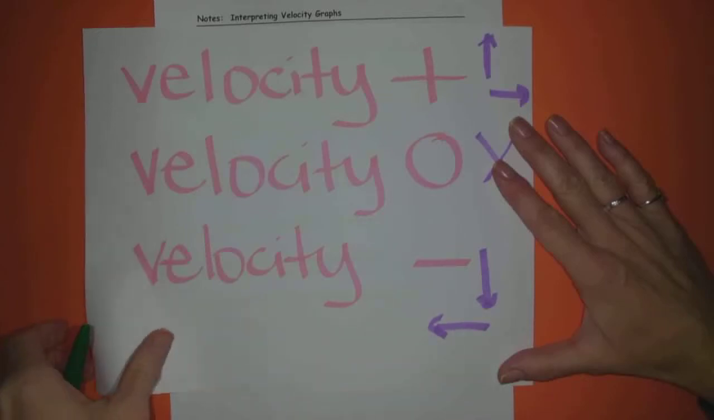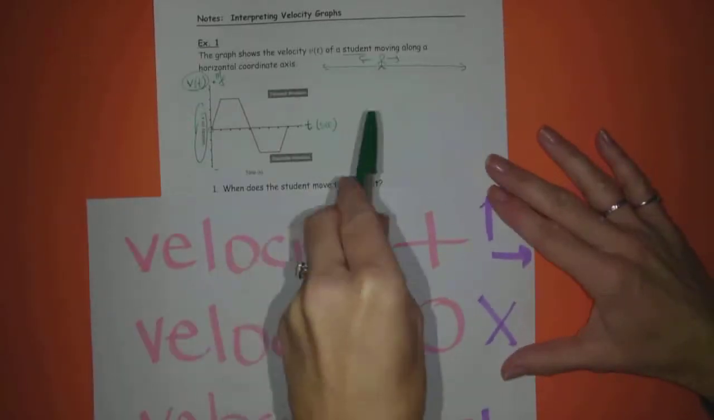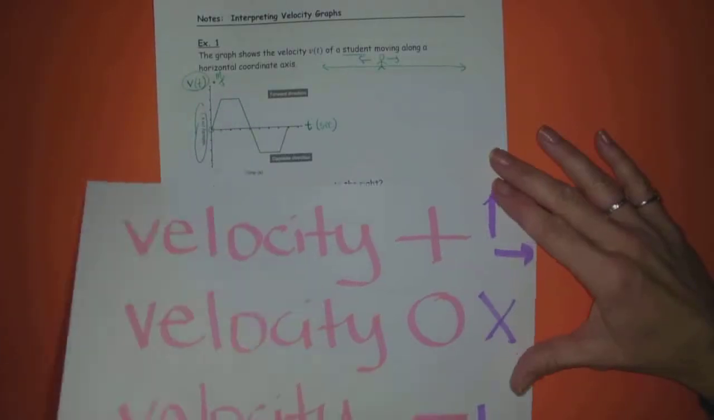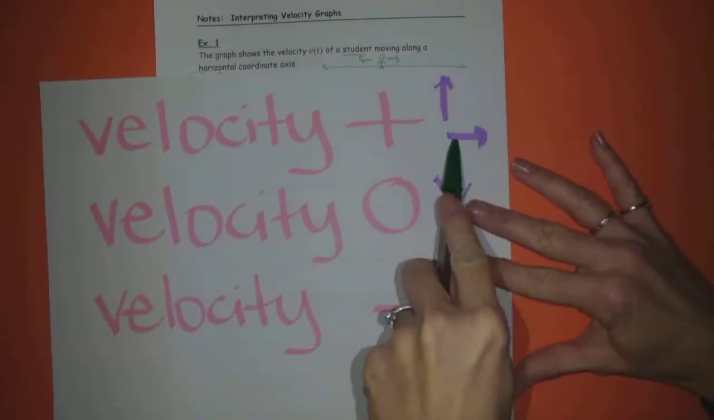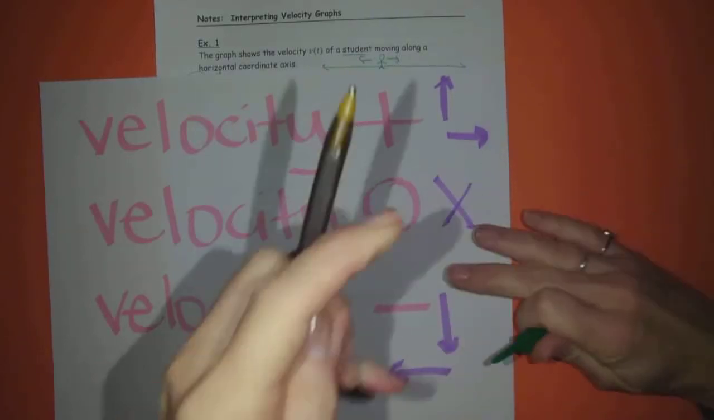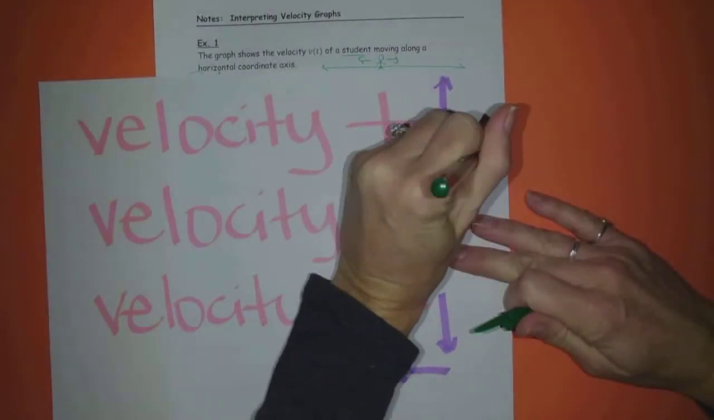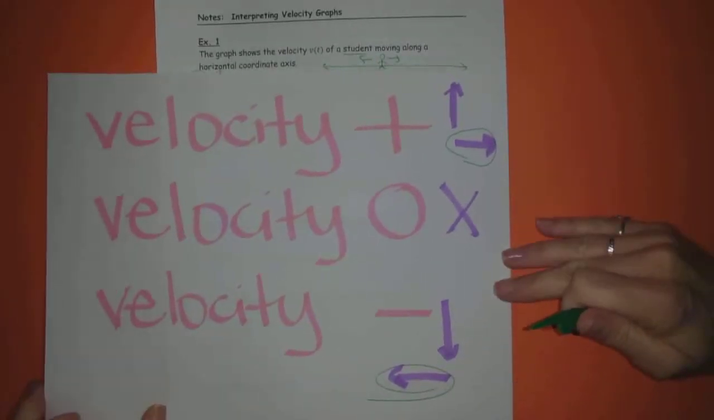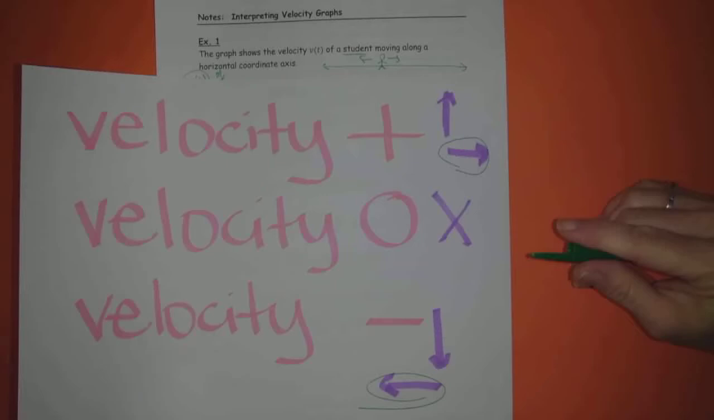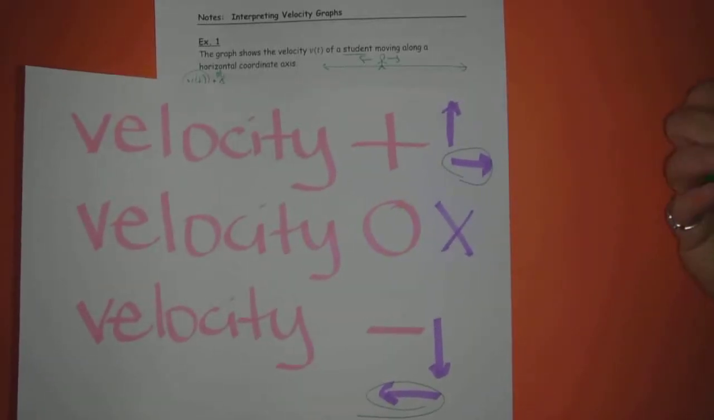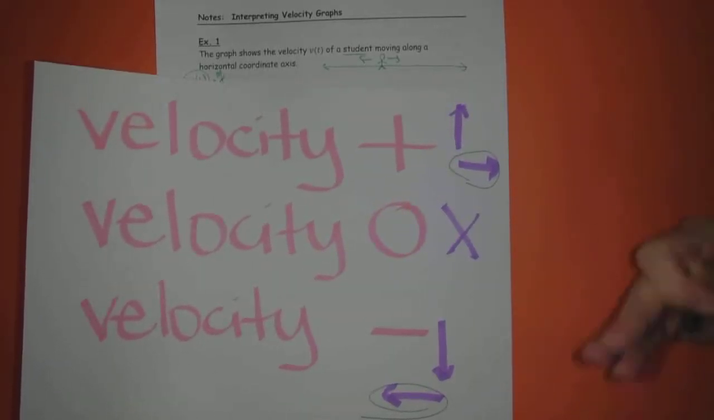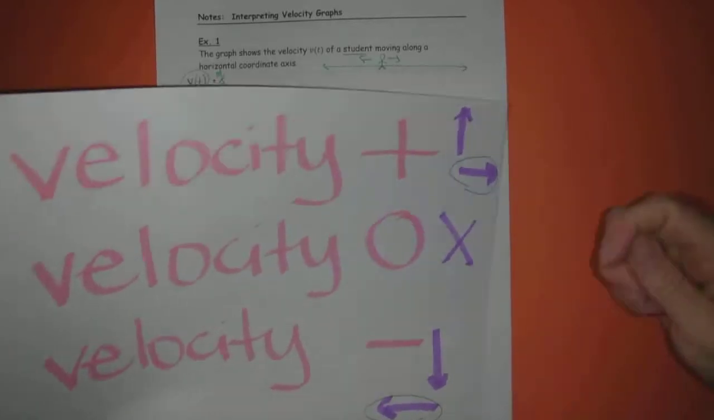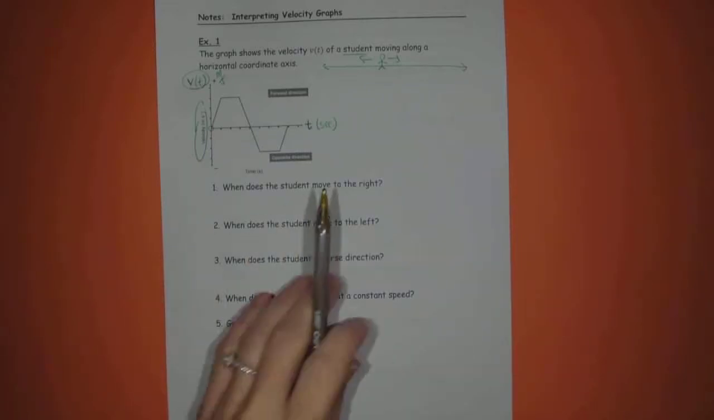Now, in the case of this example, we know that positive velocities will represent rightward movement. So I'm going to circle that, rightward movement. And negative velocities will be leftward movement. Because in this first example, the student's not moving up and down like if you threw a ball up, a ball would be moving up and down. This student is moving right and left. Okay, so let's take a look at these questions.